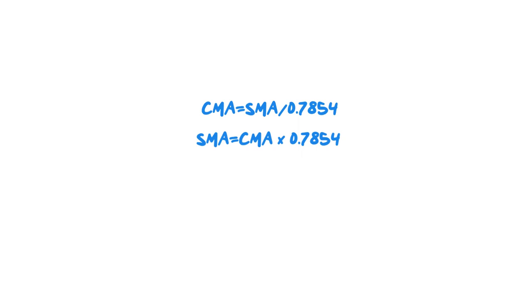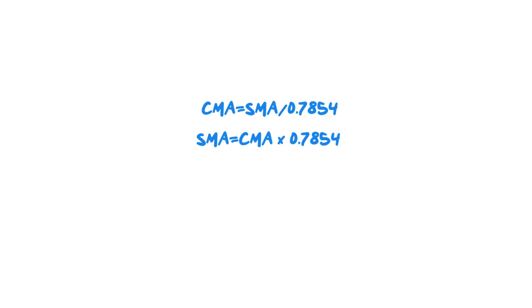CMA equals SMA divided by 0.7854, or if you want to convert from CMA to SMA, SMA is equal to CMA times 0.7854. One way to remember that is your square mil area is smaller, so you're going to multiply it by the decimal because you're going to get a smaller number. SMA smaller. There you go.